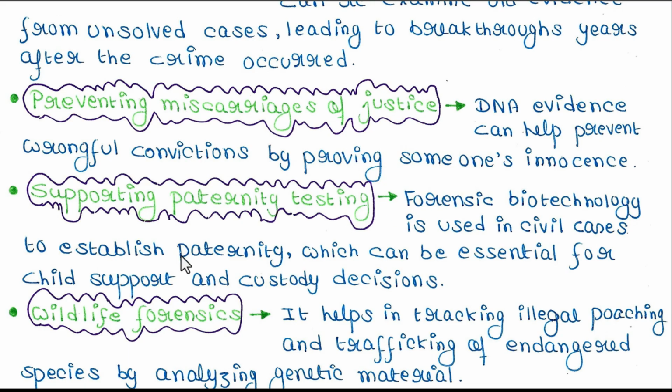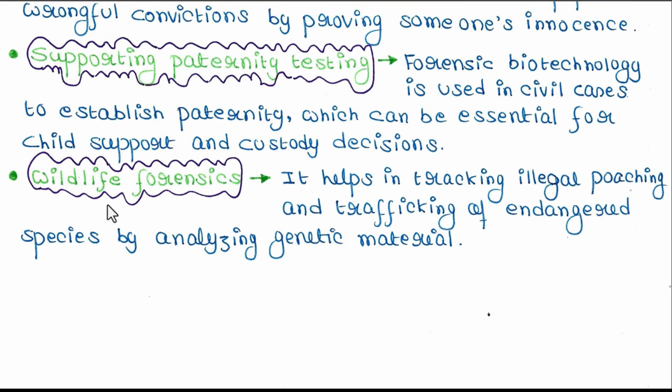Next is supporting paternity testing. Forensic biotechnology is used in civil cases to establish paternity, who is the father, who is the mother, which can be essential for child support and custody decisions. Next is wildlife forensics. It helps in tracking illegal poaching and trafficking of endangered species by analyzing their genetic material. So this is all about today's lecture.